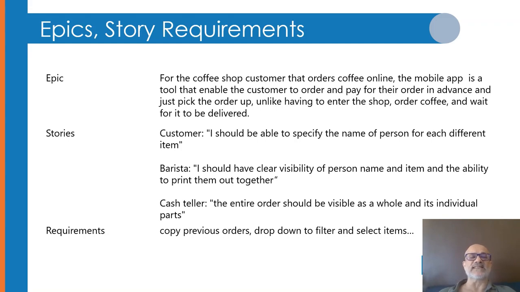So we have a customer saying, okay, when I use this phone app, I want to be able to specify the name and person for each different item that I order. And the barista person saying I should have a clear visibility of person, name, and item and the ability to print them out together. And then the cash teller saying I should be able to see the entire order as a whole and in its individual parts. And in this manner, there can be multiple stories for each of these different viewpoints that can be expressed through this kind of a format.